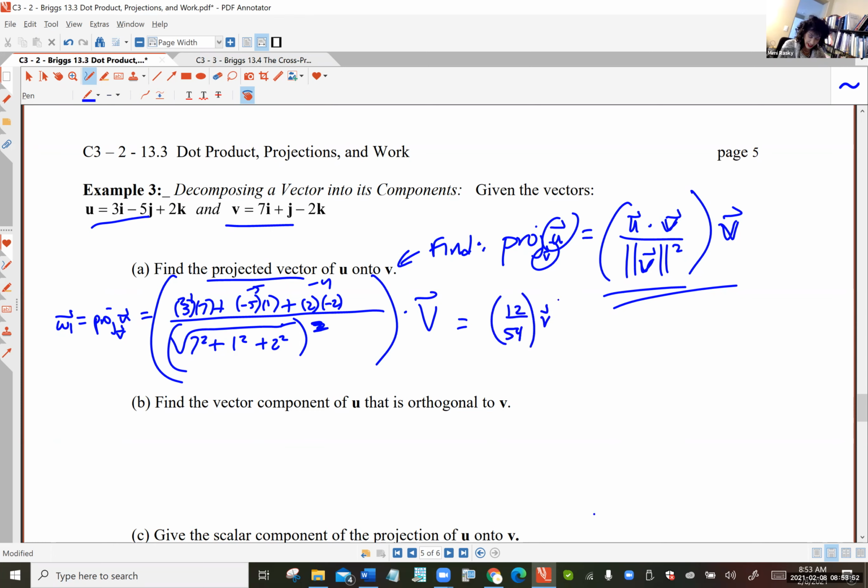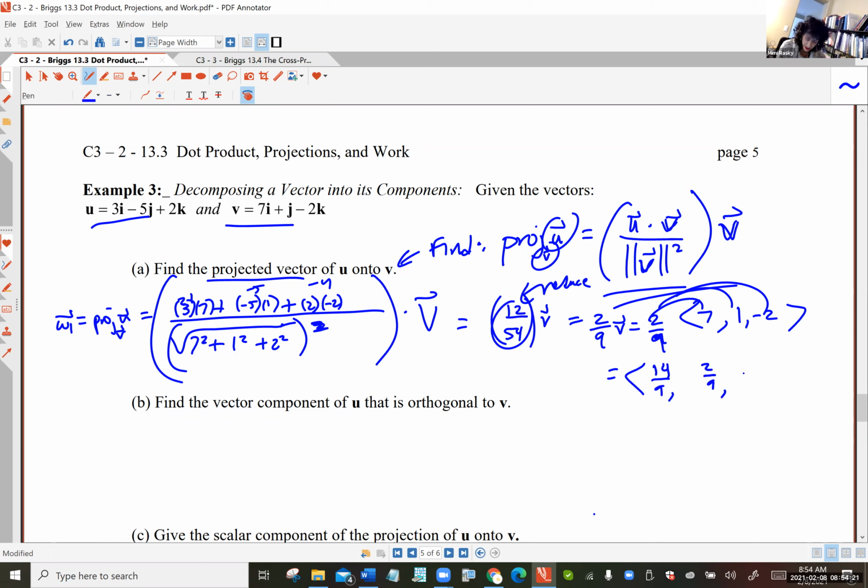And then this is the scalar times v, not the scalar component. Be careful. I'm going to reduce this to lowest terms because if you don't reduce, I take off a point every time you forget to reduce. And then we'll finish off this answer by multiplying the 2/9 with the vector v, and I'm always going to give component form as my answer just because that's how I roll, and distribute my scalar, and my projected vector is kind of weird, 14/9, comma 2/9, comma -4/9, and there it is.